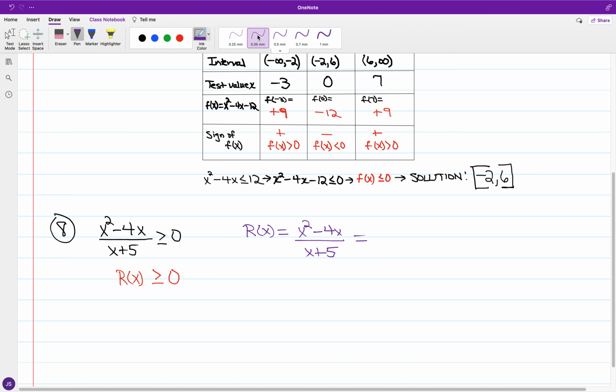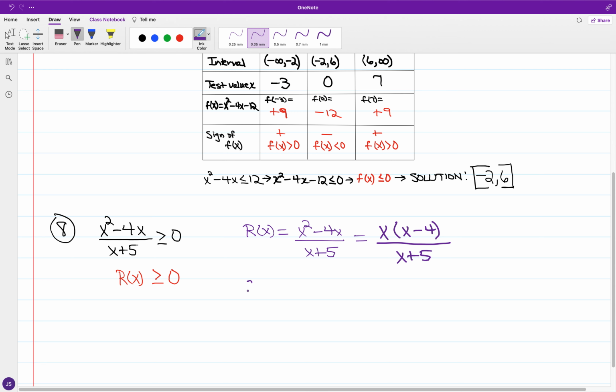Now we're just going to go ahead and write this out in factored form. In the numerator, the greatest common factor is x, times the quantity x minus 4, all over x plus 5.